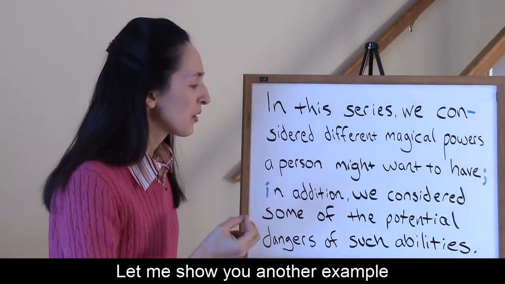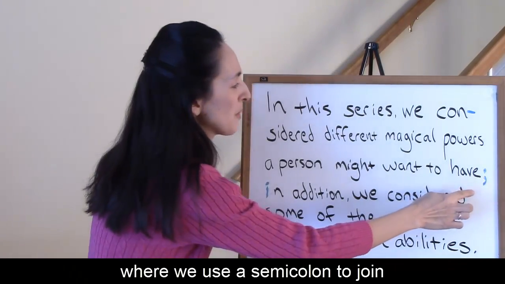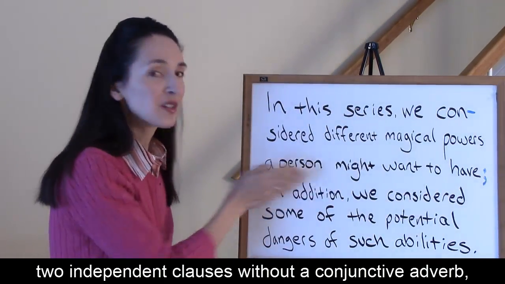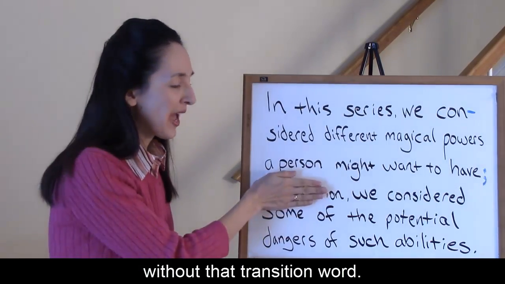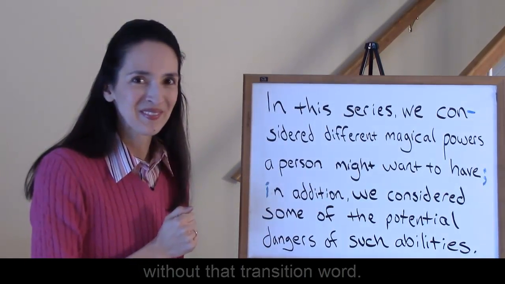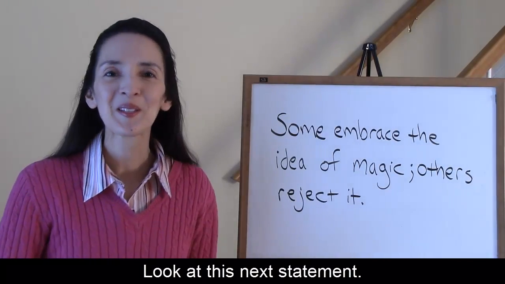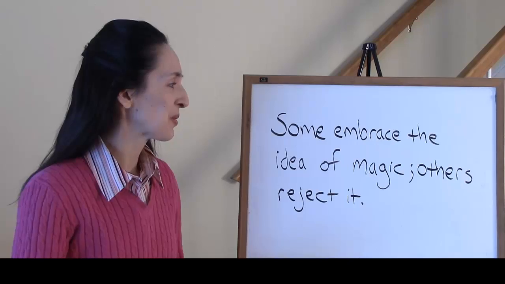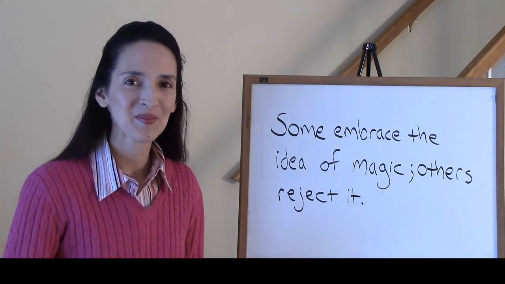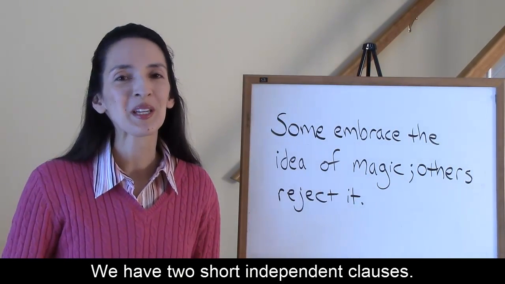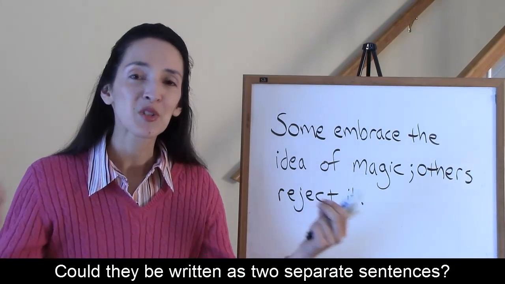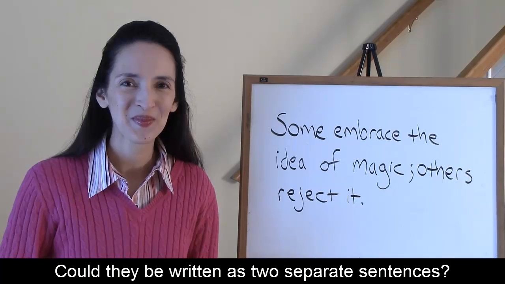Let me show you another example where we use a semicolon to join two independent clauses without a conjunctive adverb, without that transition word. Look at this next statement. Some embrace the idea of magic, others reject it. We have two short independent clauses. Could they be written as two separate sentences?